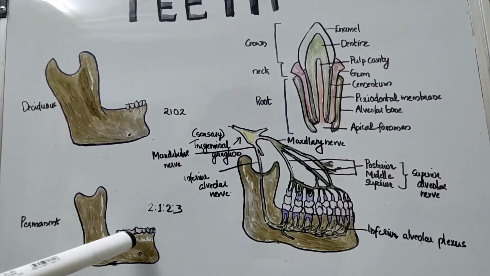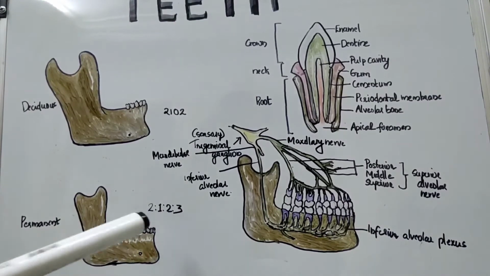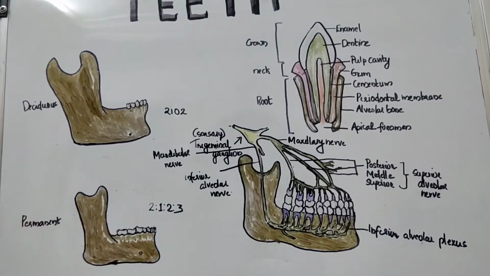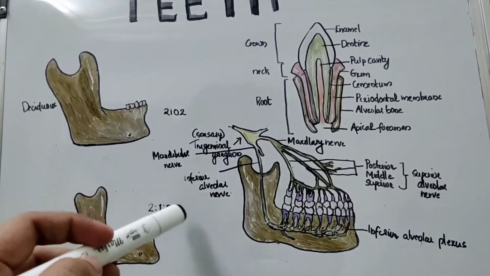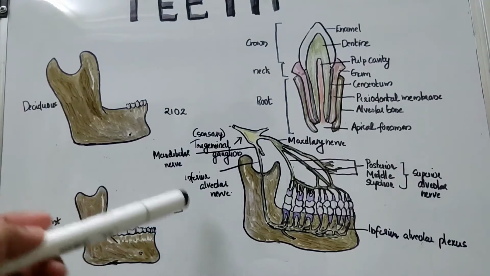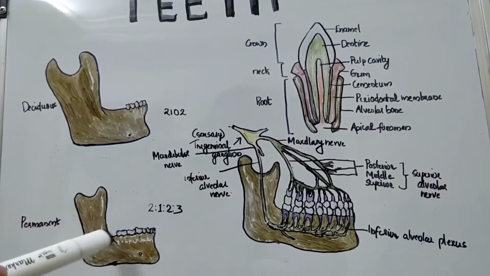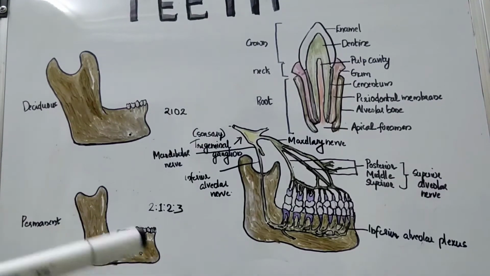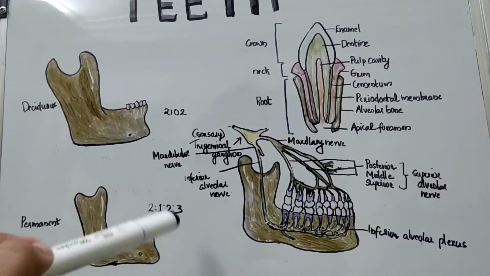Next are the premolars. The premolars have 2 cusps, so they are called the bicuspid teeth. And next are the molars. Molars are 3 on one side of the jaw, so in total there are 12 molars, and they are helpful in grinding movements. They have 4 to 5 cusps.